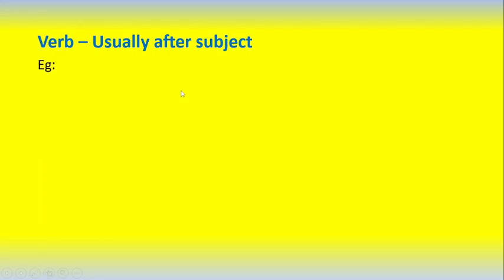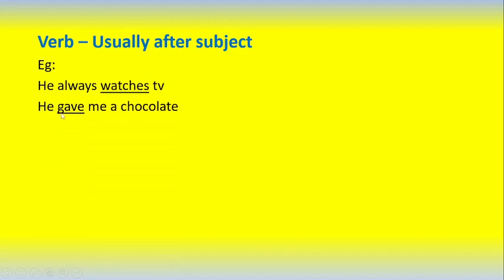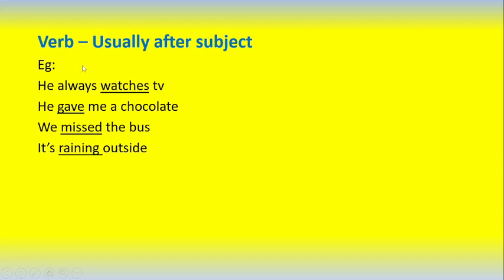Okay, next one is verb. How can we use the verb in a sentence? Usually verbs are used after the subject because they reflect the action of the subject. You can see here, he always watches TV, after the subject. Then, he gave me a chocolate, after the subject. We missed the bus, after the subject. It's raining outside, after the subject. So this is how we use the verb, usually after the subject. It is always after the subject.